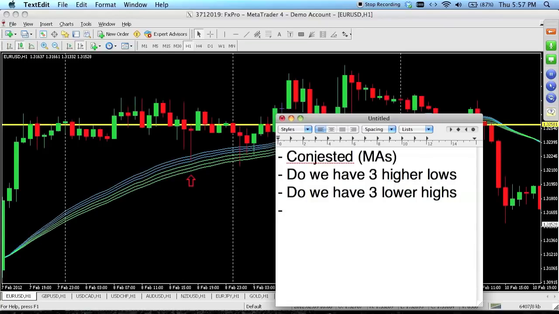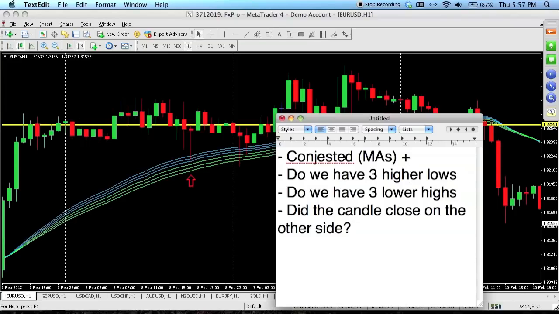And finally, did the candle close on the other side? Okay, these are the things you want to look at first. If any of these things are incorrect, the trade is voided. Okay, so let's go through this. Are the MAs congested on this? No. So that's a good sign. That's a good thing. You know, we'll call this a plus.